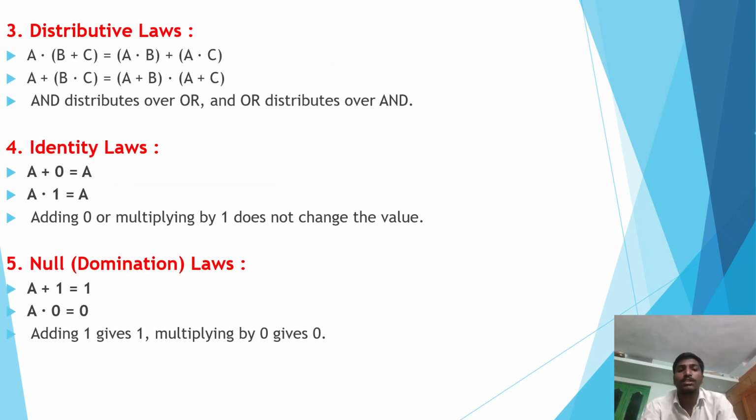Distributive law tells us the AND gate distributes over OR, and OR gate distributes over AND. Identity law. Identity law tells us adding 0 or multiplying by 1 does not change the value. Null distribution law. Null distribution law tells us adding 1 gives 1, multiplying by 0 gives 0.